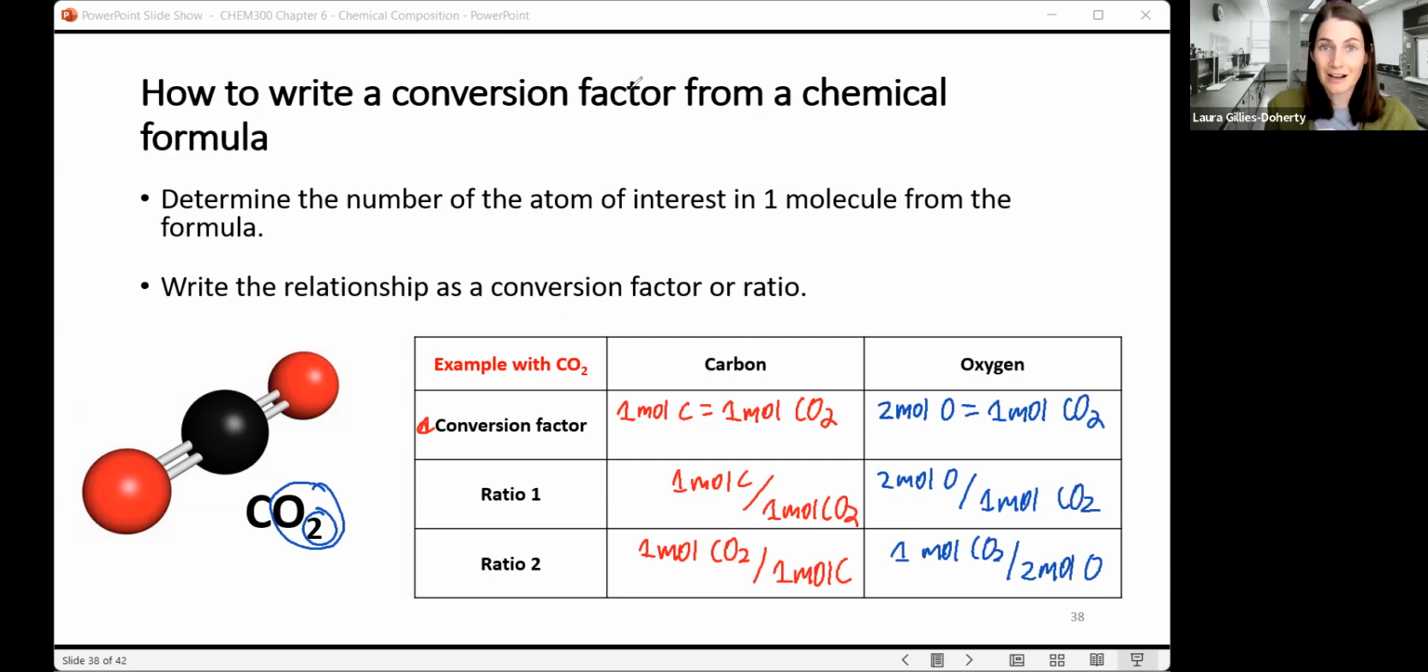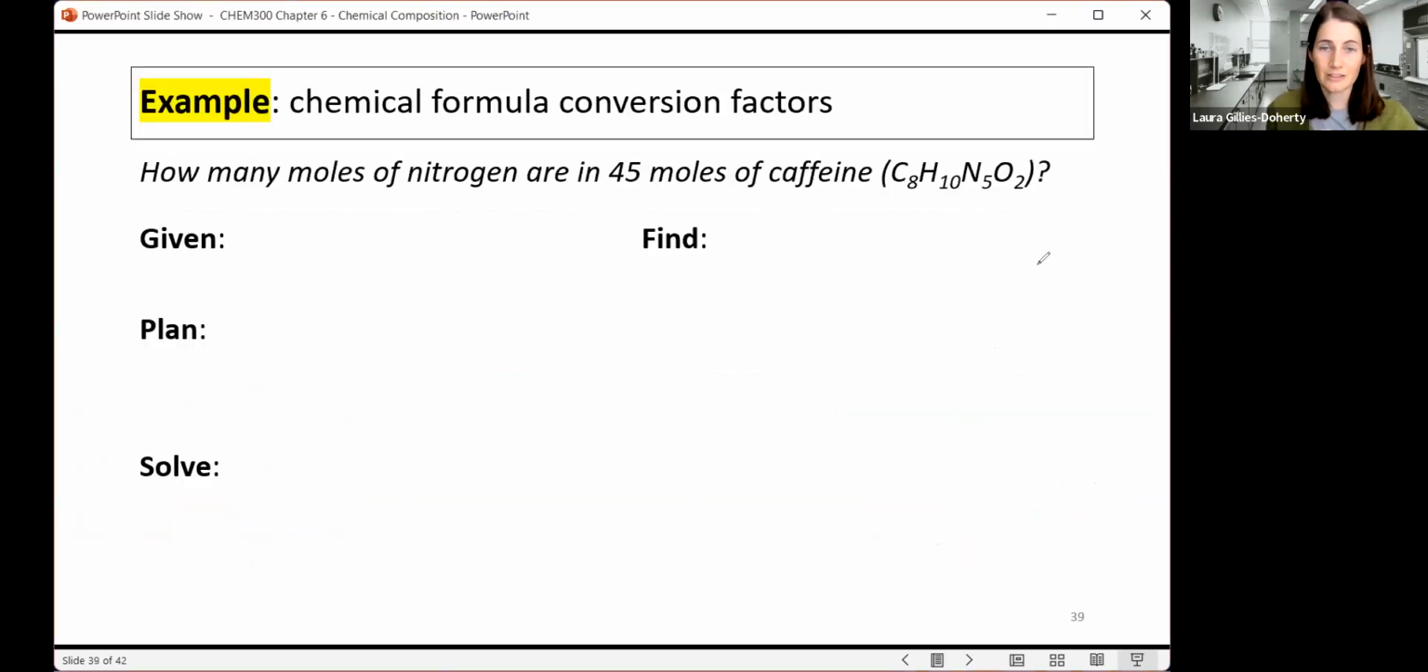So I just want you to get comfortable with writing these conversion factors, with recognizing that from a chemical formula, you can write conversion factors for every element in that chemical formula as they relate to the molecule as a whole. So we wrote conversion factors for carbon, and we wrote conversion factors for oxygen here. So let's use some of these chemical conversion factors to solve some chemistry problems.